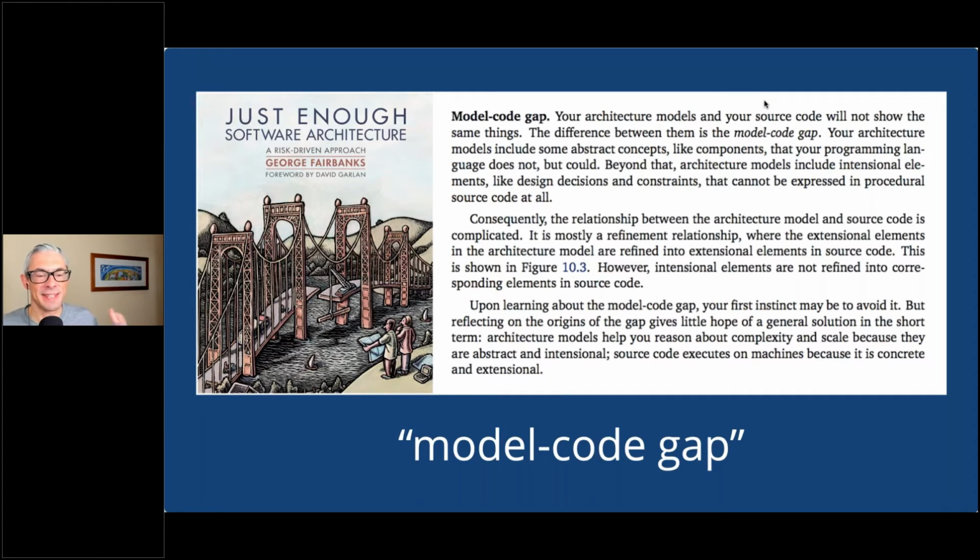So how are we creating these architectures? Well, naming conventions, packaging conventions, module conventions, et cetera, et cetera. There's lots of ways to do this. And the model-code gap is essentially when your top-down view of your system does not quite match up with what the code looks like.